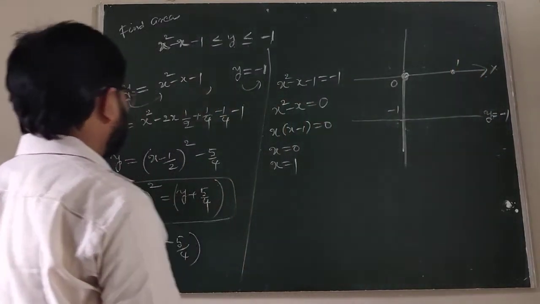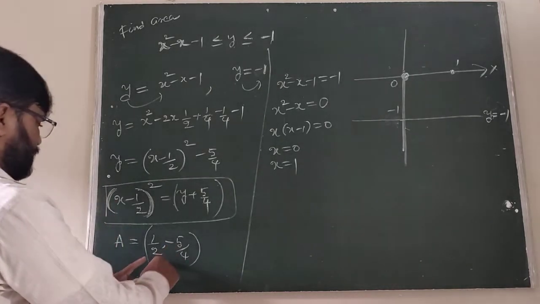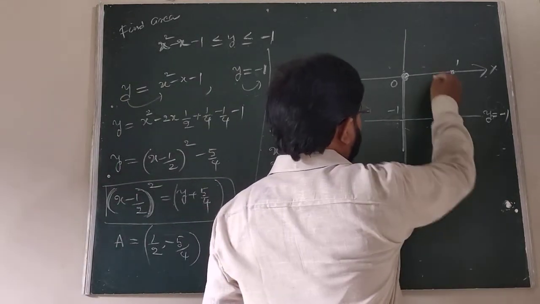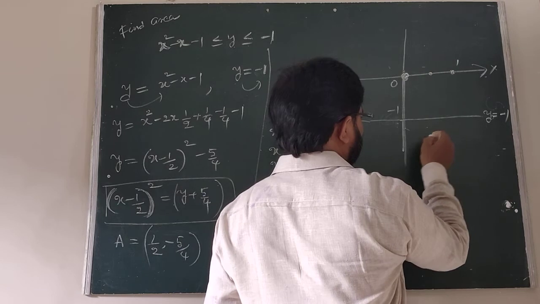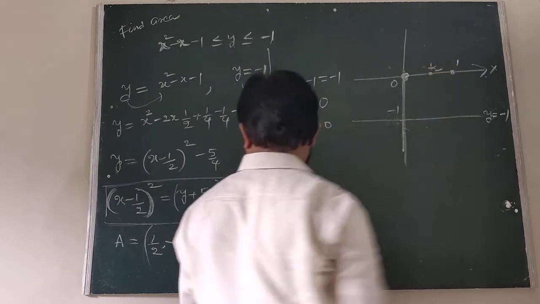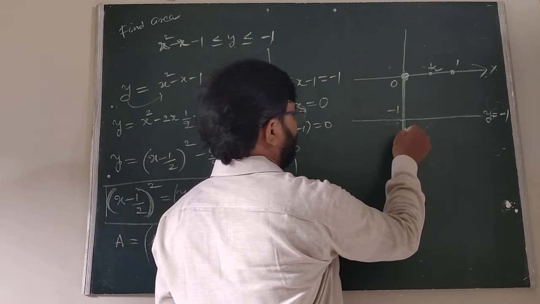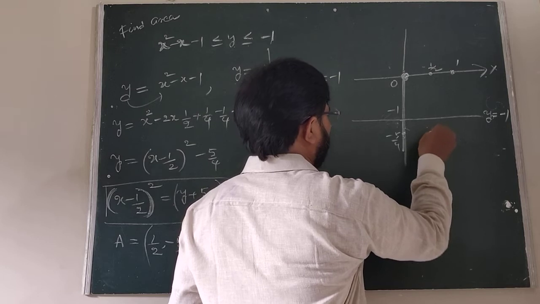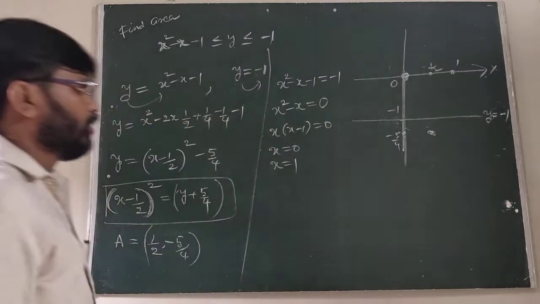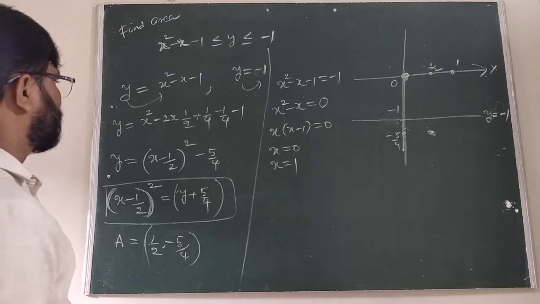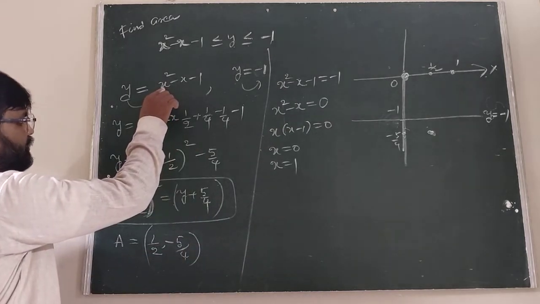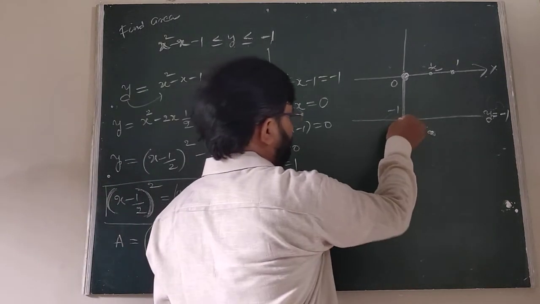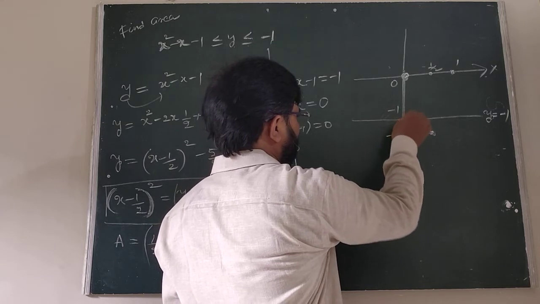Now students, you can draw the graph where the vertex is (1/2, minus 5/4). The vertex is here at 1/2, and this is minus 5/4. Therefore, this is the vertex. Okay, when we take x equals 0, dear students, put x equals 0, we get y equals minus 1. (0, minus 1) is this one. This is the point of intersection.